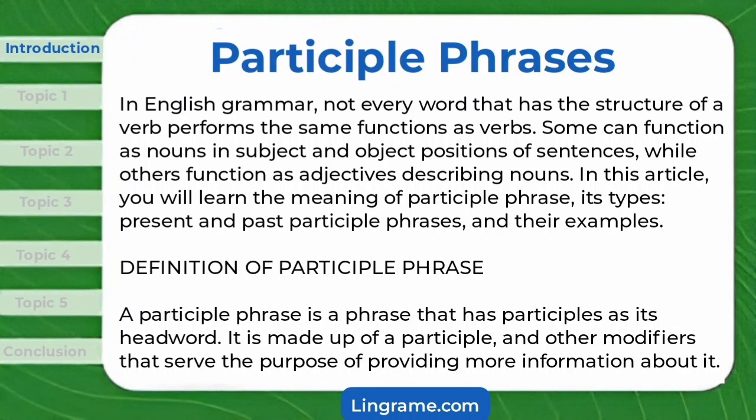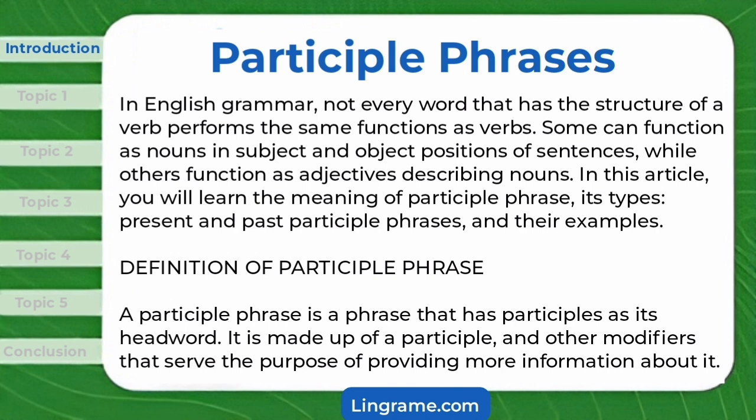In English grammar, not every word that has the structure of a verb performs the same functions as verbs. Some can function as nouns in subject and object positions of sentences, while others function as adjectives describing nouns. In this article, you will learn the meaning of participle phrase, its types, present and past participle phrases, and their examples.